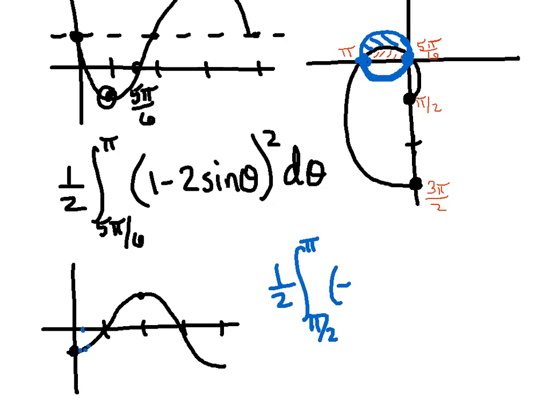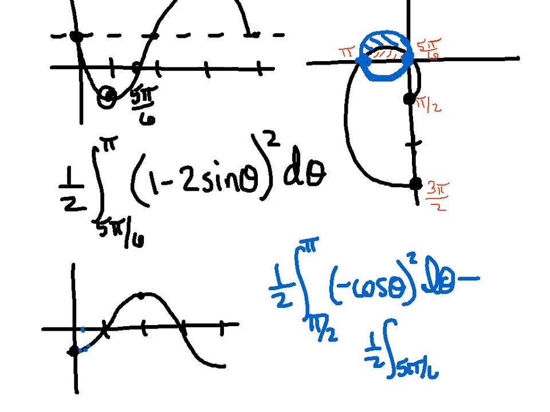We've got the curve negative cosine of theta squared, d theta, and then minus everything that you just did in part B, which would be 1/2 the integral from 5 pi over 6 to pi of (1 minus 2 sine of theta) squared. And that, ladies and gentlemen, is going to be the area that's in between those two. It's basically the area that's inside the circle but outside of the limaçon.